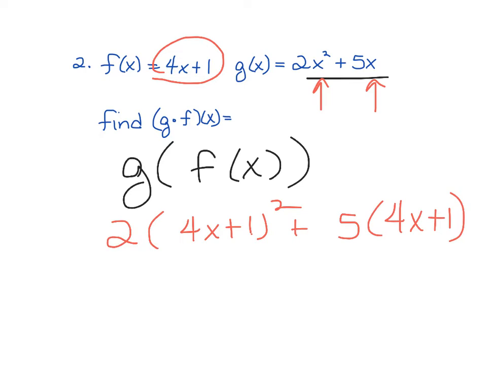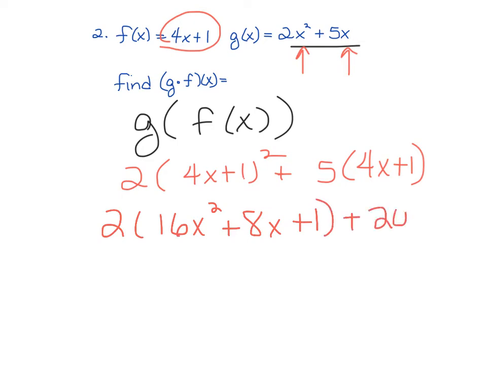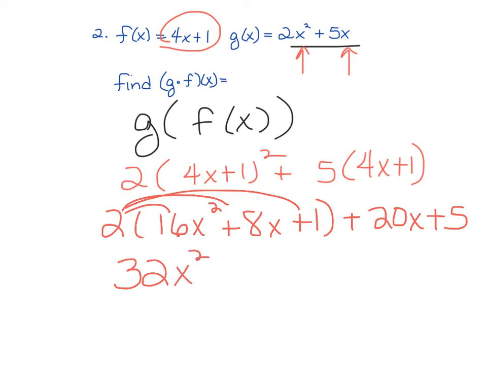I now need to simplify this. So I'm going to FOIL it, and I get 16x squared plus 8x plus 1. Here I'm going to distribute the 5, and now I'll distribute the 2. So 32x squared plus 16x plus 2. I'm dropping down the 20x and the plus 5.